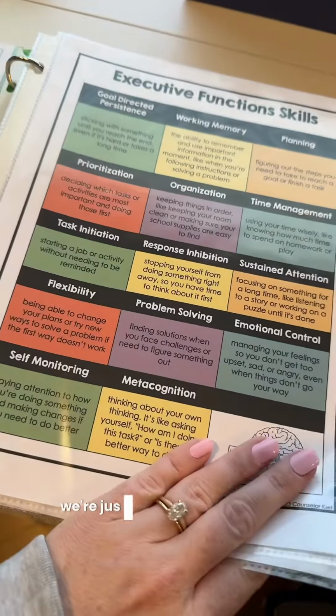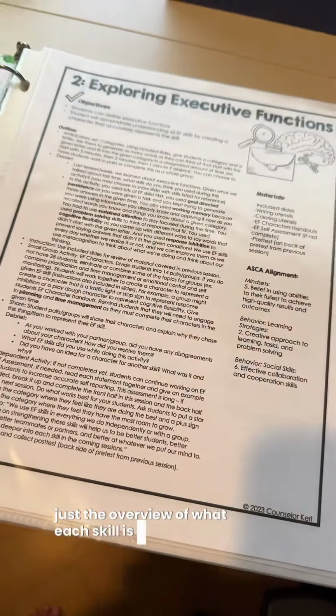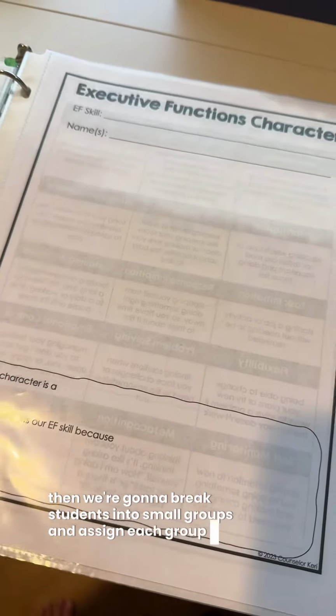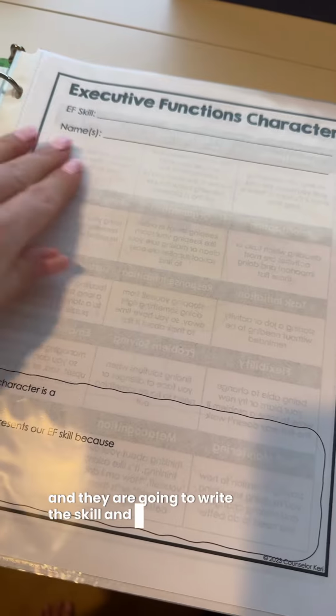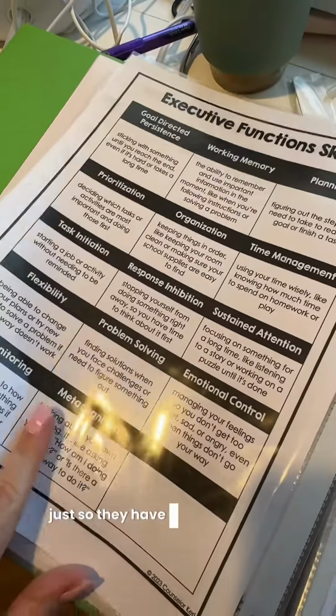Now, using our slides, we're just going to briefly review this executive function information, just the overview of what each skill is. Then we're going to break students into small groups and assign each group a skill, and they are going to write the skill and then their group member names here, and they're going to design a character to represent that skill. Now, I do print it double-sided with this on the back just so they have that reminder for all of the skills, but they're going to design it there.